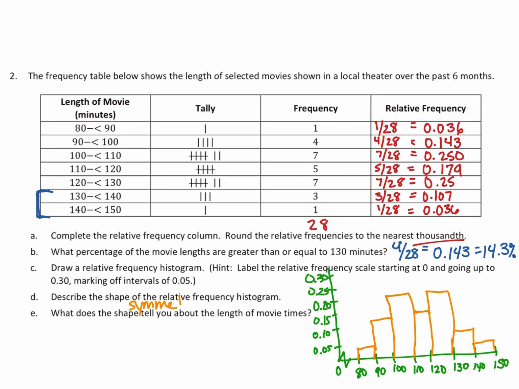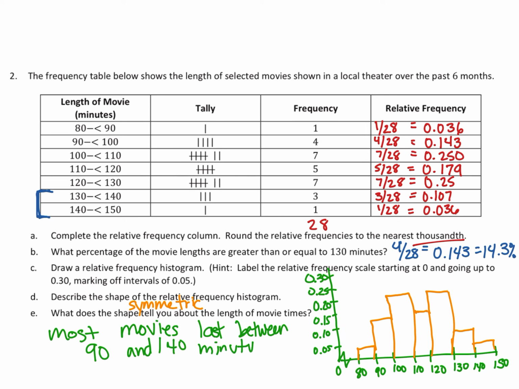What does the shape tell us about the length of the movie times? The shape tells us that most movies last between 90 and 140 minutes. You might even say that most movies last between 100 and 130. You might get even closer to the middle.